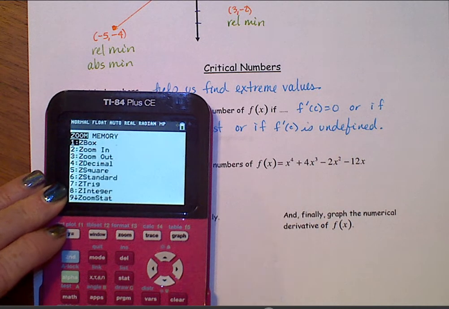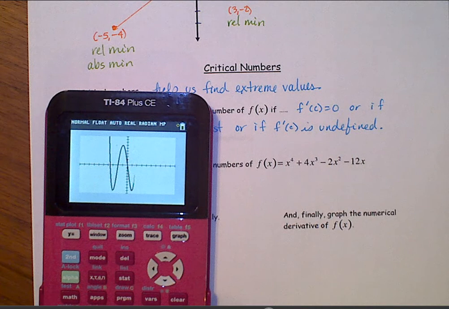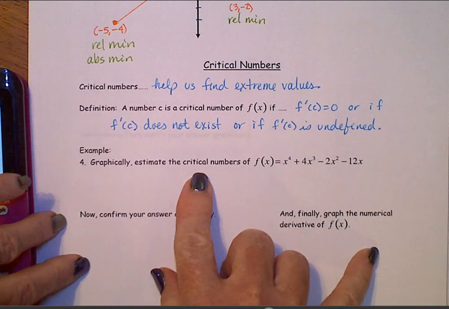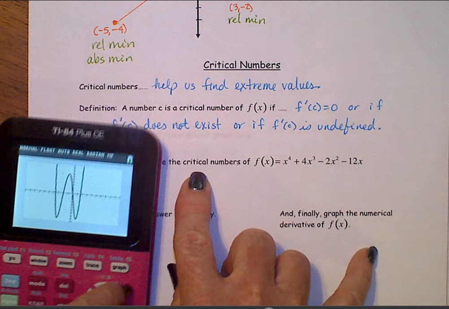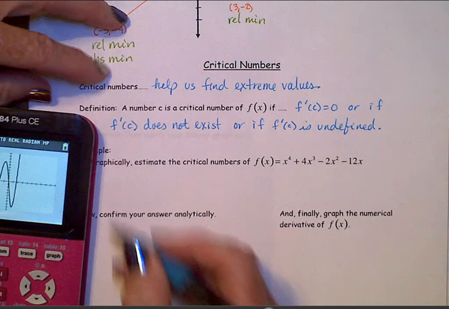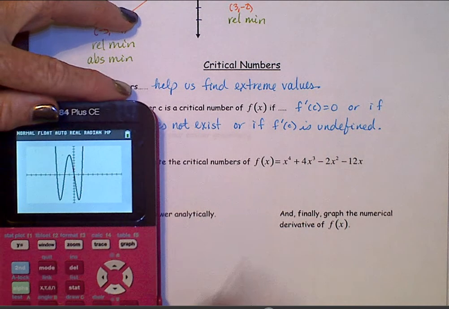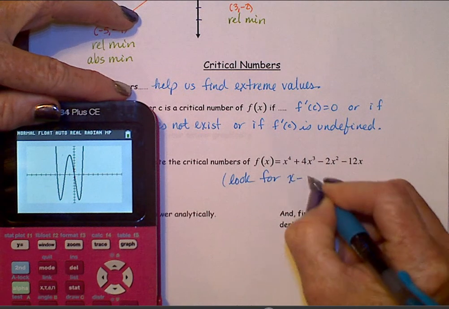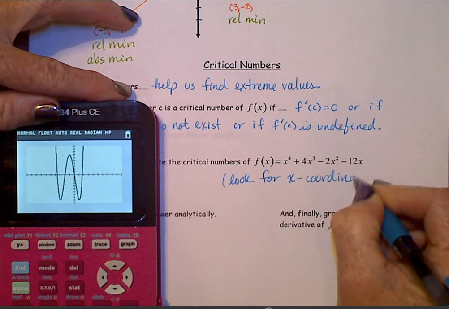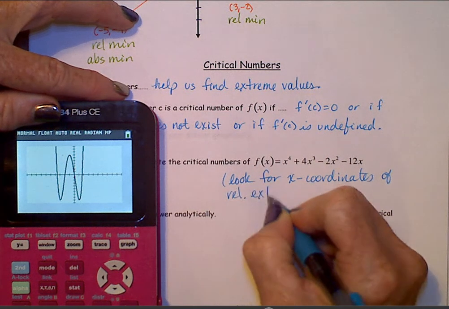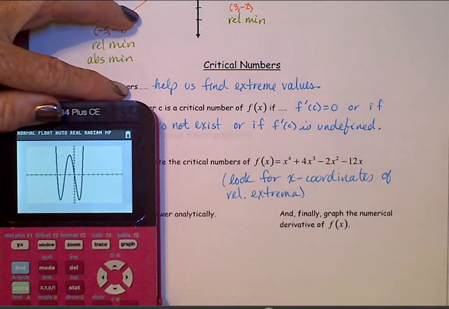If we graph this on a standard viewing window, we can see a pretty nice graph, and we see that nice W shape. Okay, estimate the critical numbers. Critical numbers are places where we're going to have extreme values, the maxes and the mins. So we're going to look for the x coordinates of the relative extrema, the relative max, the relative min.